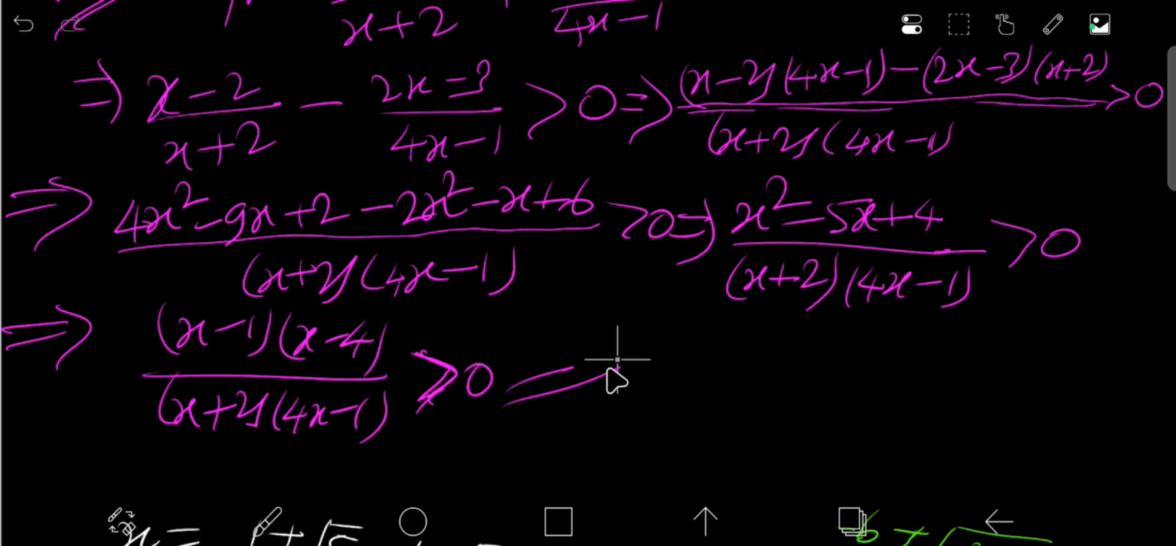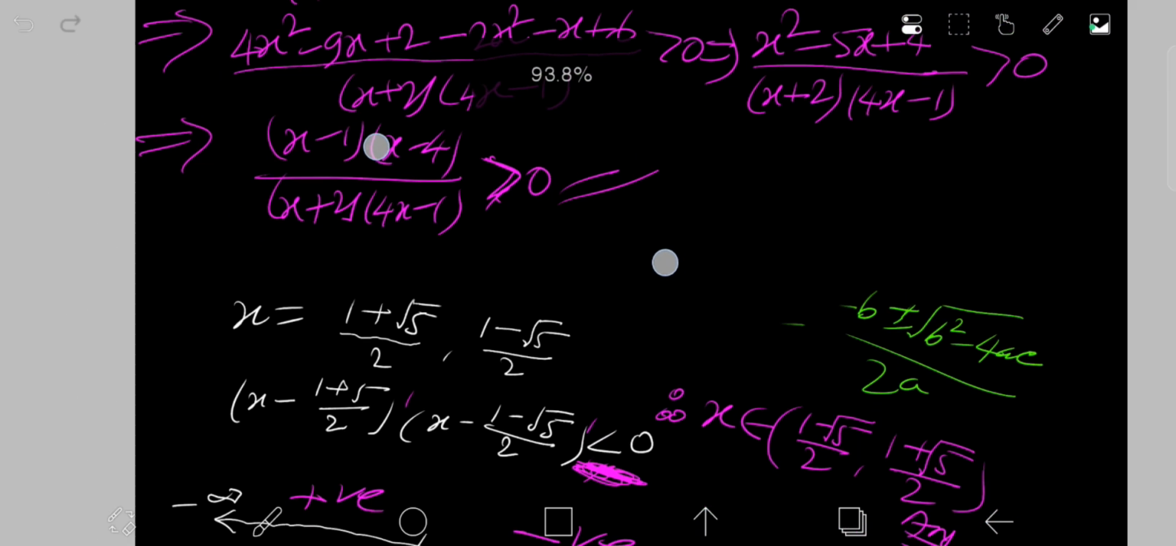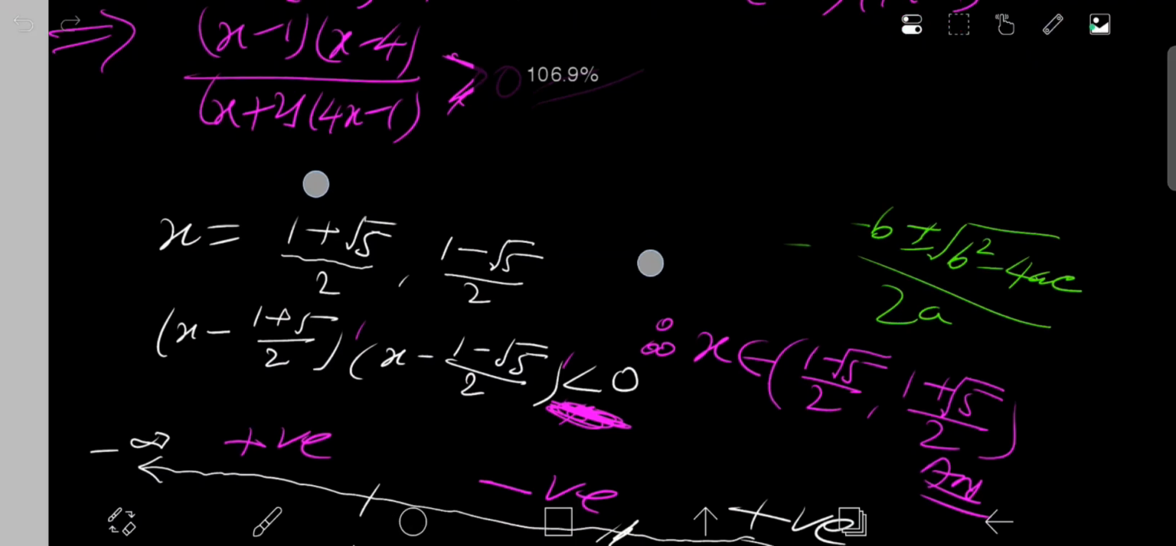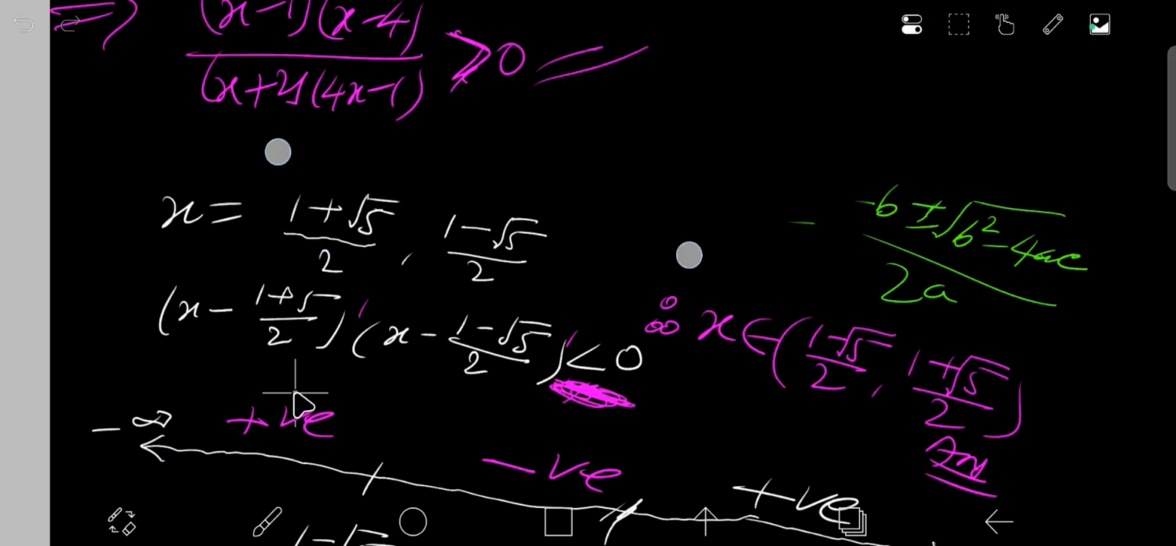Yes, now we draw the real number line, and here we get 4 roots, no? From here 1, 1, 1 and 1. In total we get 4 roots.